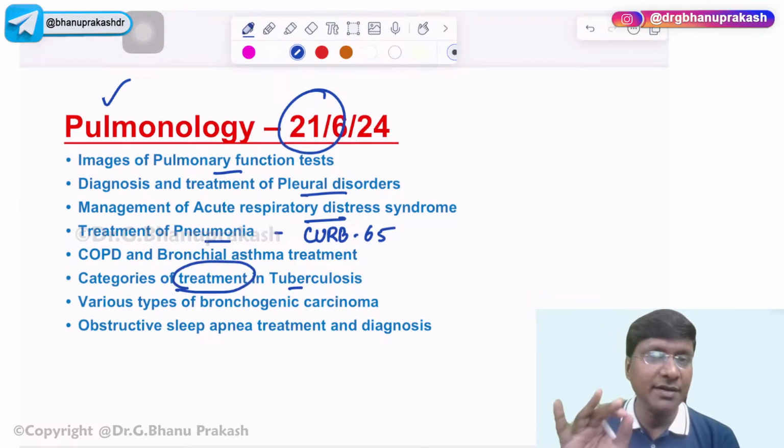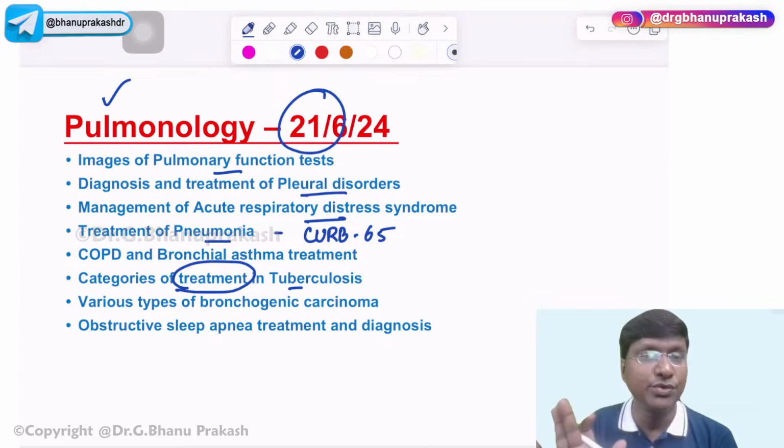Next, categories of the treatment in tuberculosis. Category 1, multi-drug resistant tuberculosis, extensively drug resistant tuberculosis, investigation of choice, totally drug resistant tuberculosis, and new treatment options for tuberculosis. This you need to revise.